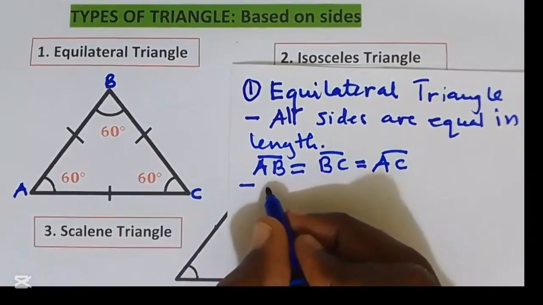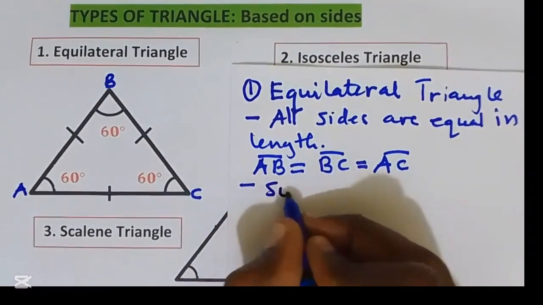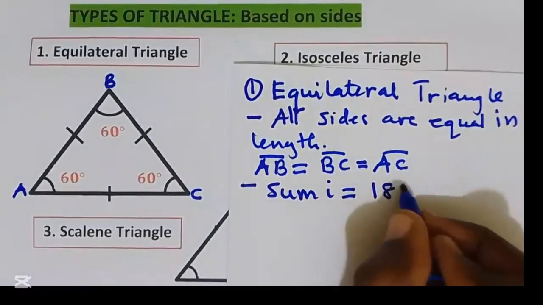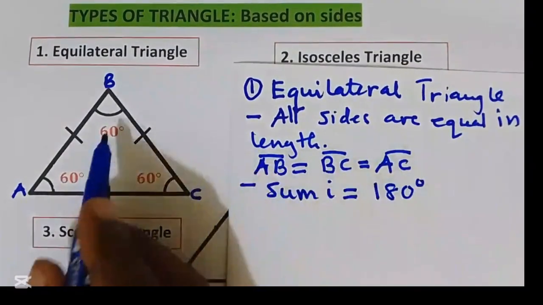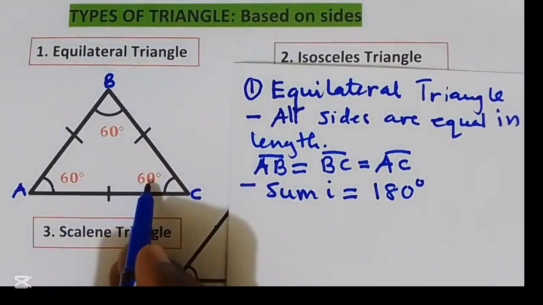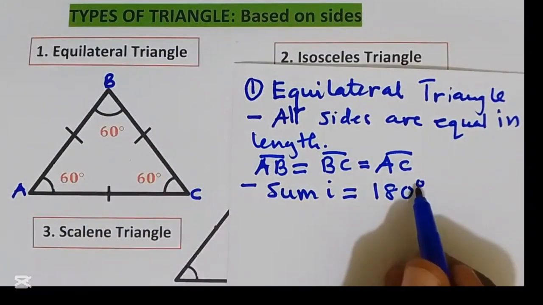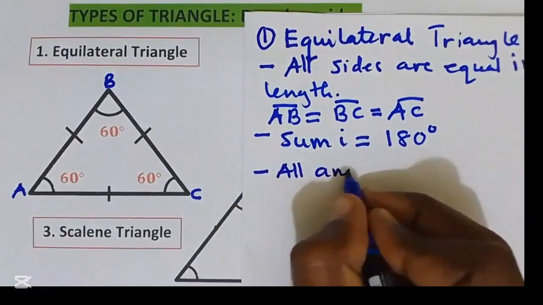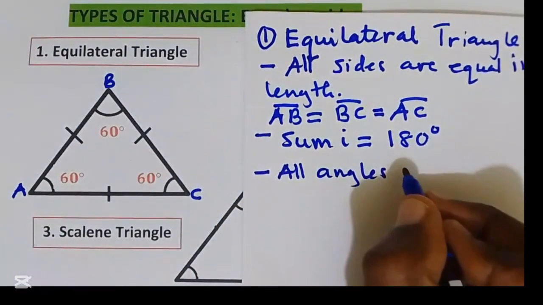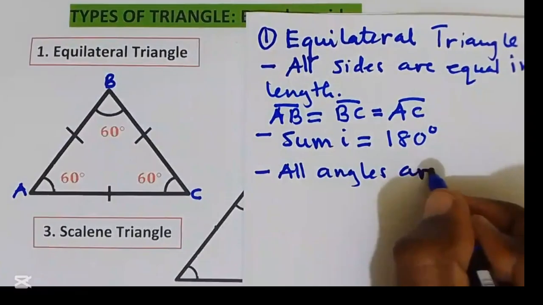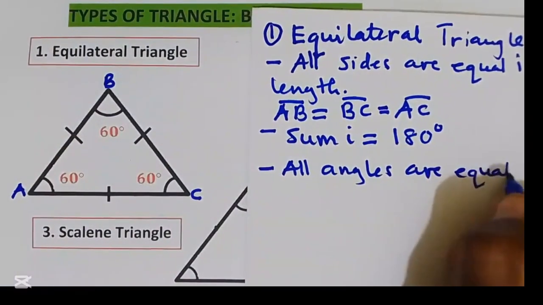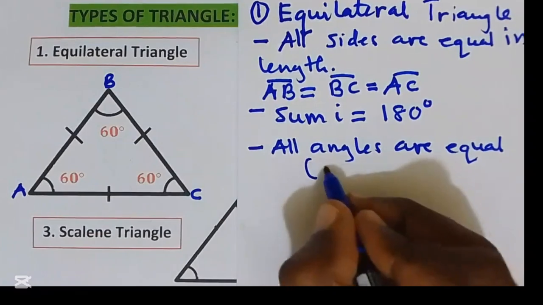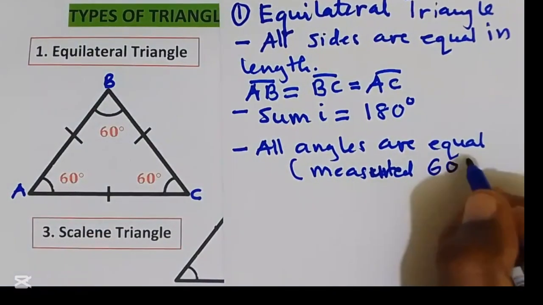Second, the sum of interior angles is equal to 180 degrees. When you add the interior angles, you get 180 degrees. Third, all angles are equal, and each is measured 60 degrees.